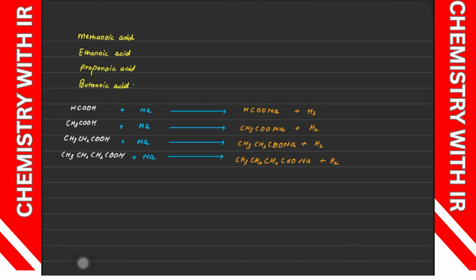So the summary is that whenever an organic acid, which is methanoic acid, ethanoic acid, propanoic acid, or butanoic acid, reacts with sodium, a more reactive metal in group 1, it would be forming this salt and then hydrogen gas. Okay, is that okay?